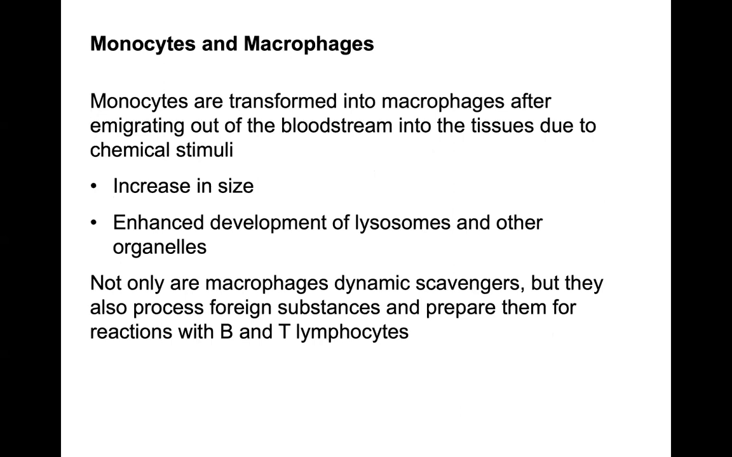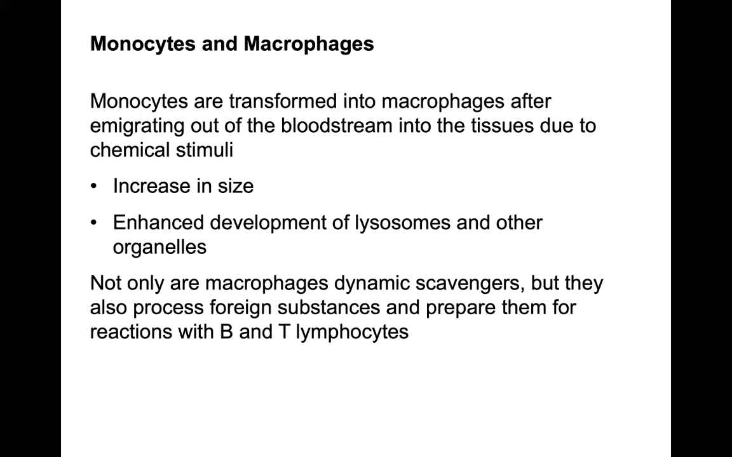Your monocytes and macrophages. Monocytes are transformed into macrophages after emigrating out of the bloodstream into the tissues due to chemical stimuli. They increase in size. They enhance development of lysosomes. So macrophages contain very well-developed lysosomes. If you remember, that organelle is of very importance for digestive properties. Not only are macrophages dynamic scavengers, but they also process foreign substances and they prepare them for reactions with B and T lymphocytes.